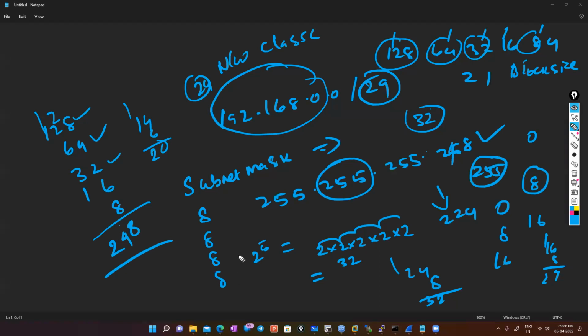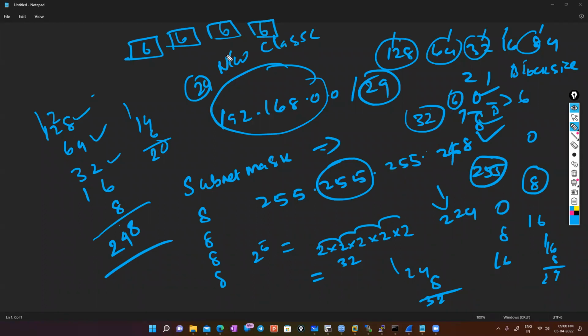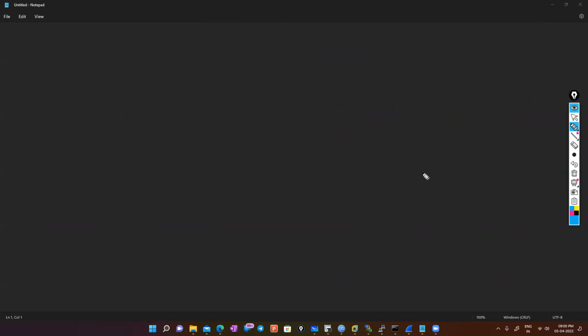You got it, what I'm saying? 0 to 8, and 6 hosts, because one is for broadcast and one for network. This cannot be used, and this cannot be used. 7 is your broadcast and 6 are your hosts. So every block has 6 hosts inside. I'll tell you again, this is how you can change this as you wish.